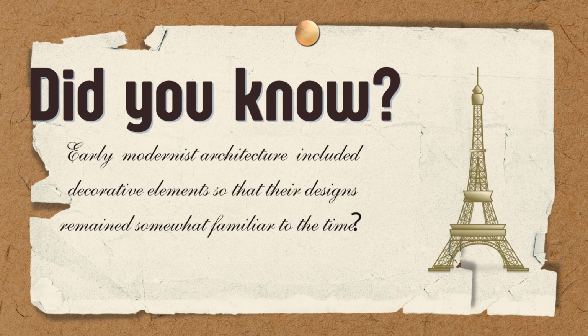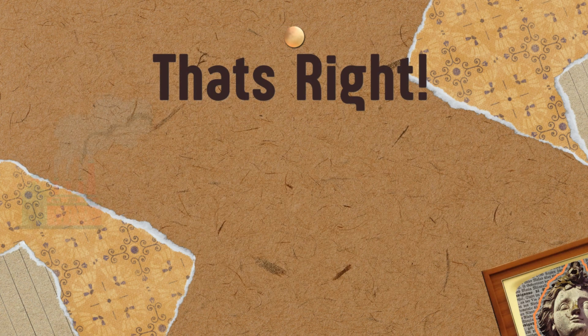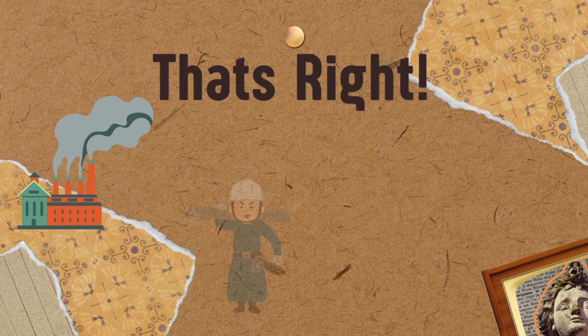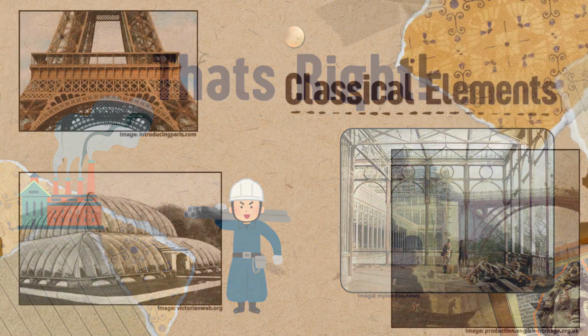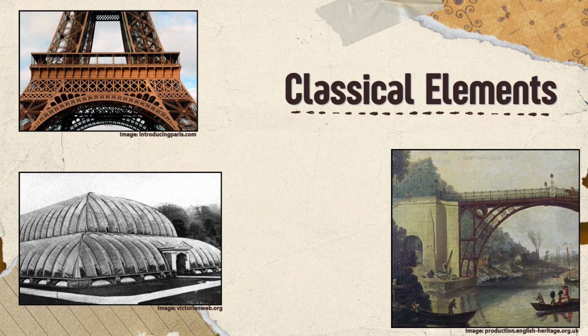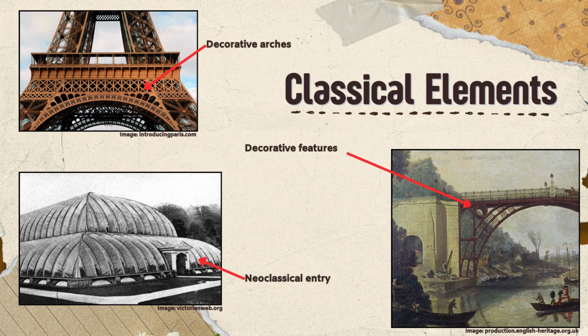Did you know that in the lead up to modernist architecture, designers included decorative elements to ensure their changing styles maintained recognizable elements so they were still palatable and familiar for the time? That's right. While the Industrial Revolution brought with it new materials, techniques, and technologies, which rapidly opened the door for revolutionary design changes, buildings were often still designed featuring classical elements, which maintained a sense of familiarity and kept the designs relevant to their time.